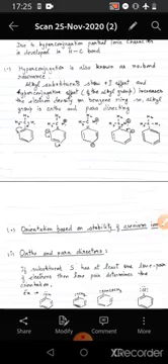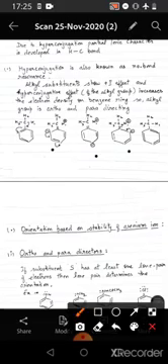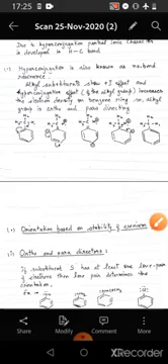And we see that in these three resonating structures, there is no bond between the carbon of the methyl group and this first hydrogen atom. Hence this is known as no bond resonance.